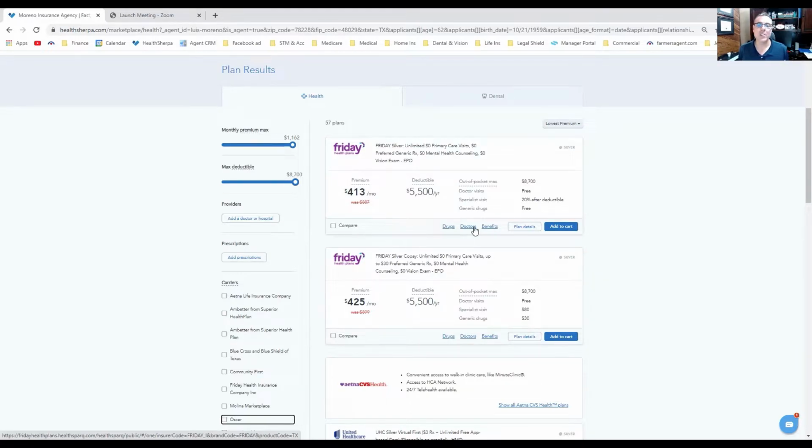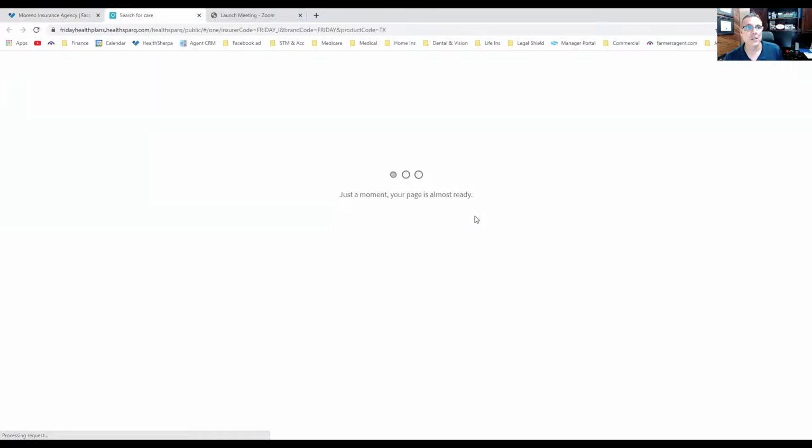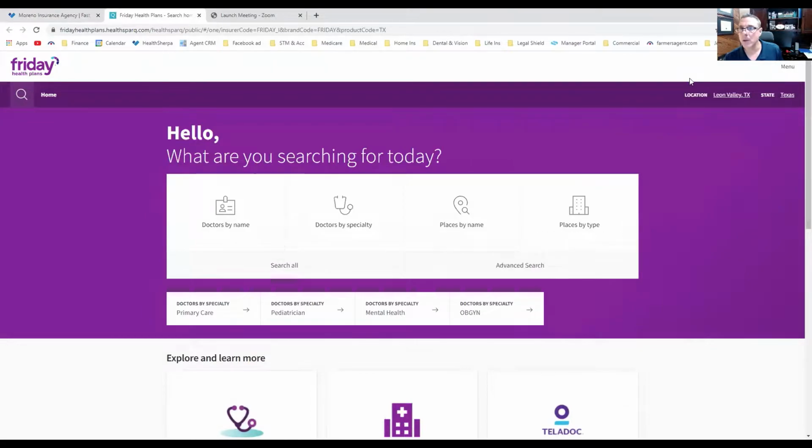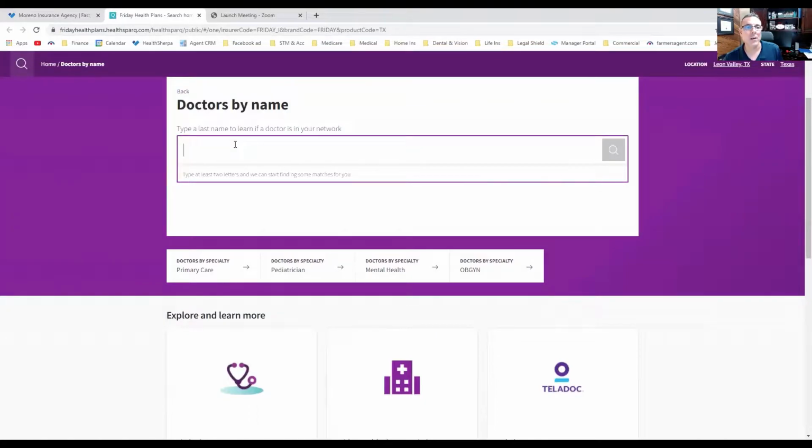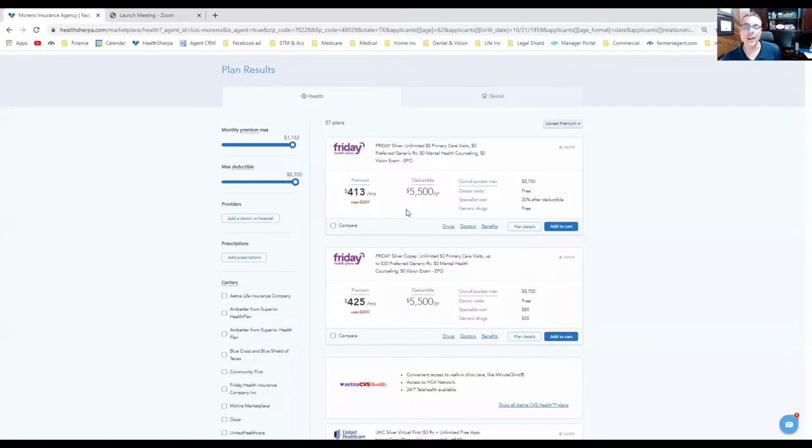First of all, we sorted these plans out by using the doctor. All you do is click on doctors and type in the zip code up here. You'll change the location and search by doctor's name and type the name of the doctor. It's that simple. In this scenario, we typed the name of the oncologist who is currently treating this insured, and this insured was like, I don't want to leave this doctor. He's saving me. And with Friday Health, unfortunately, the least expensive plan, the doctor was not in network.